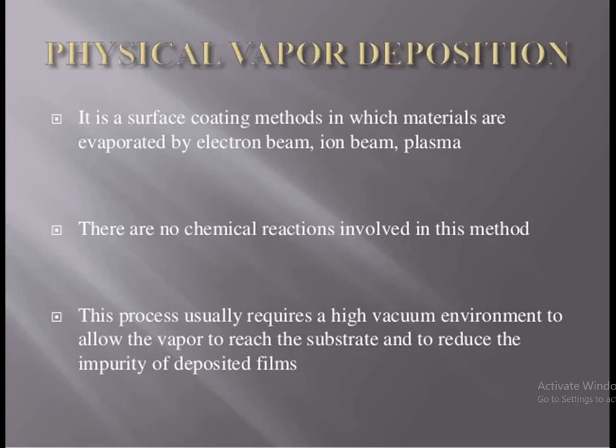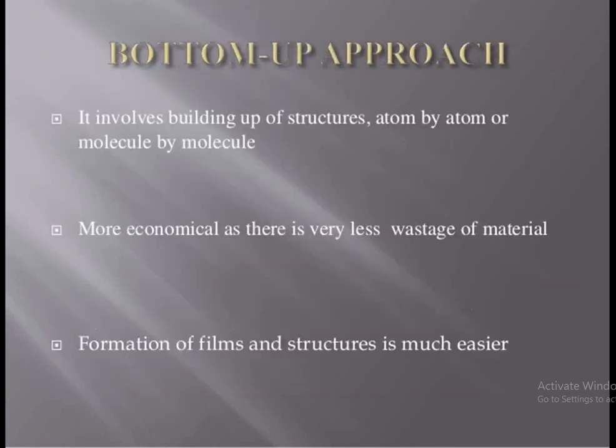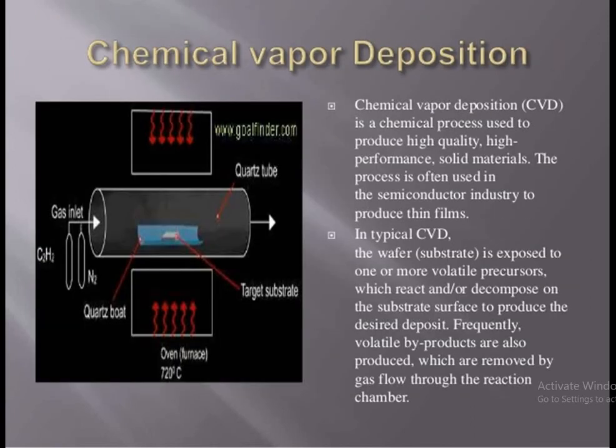We have seen chemical vapor deposition. Now, what is meant by physical vapor deposition? It is a surface coating method in which materials are evaporated by either an electron beam, ion beam or plasma. Here, materials are evaporated. In the chemical process, what did we see? The substrate is exposed to one or more volatile precursors, which react and decompose.